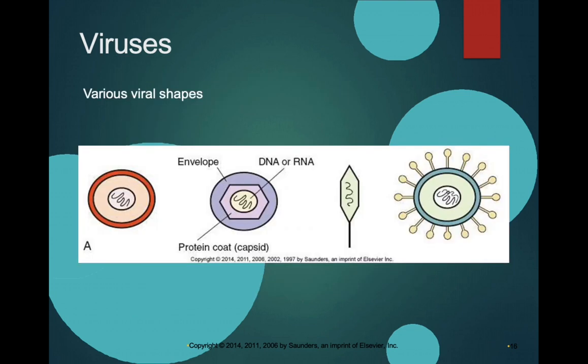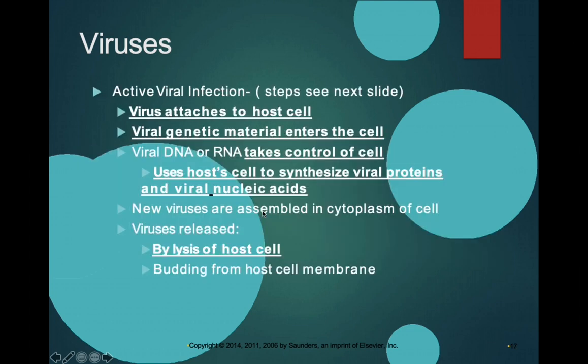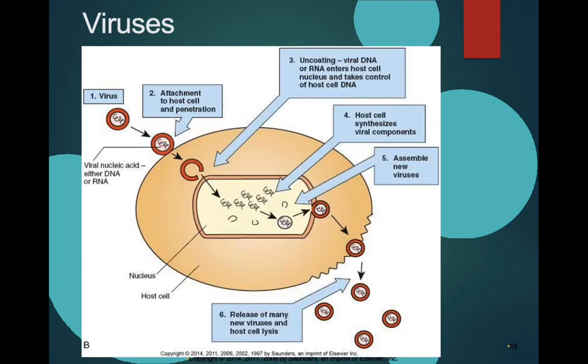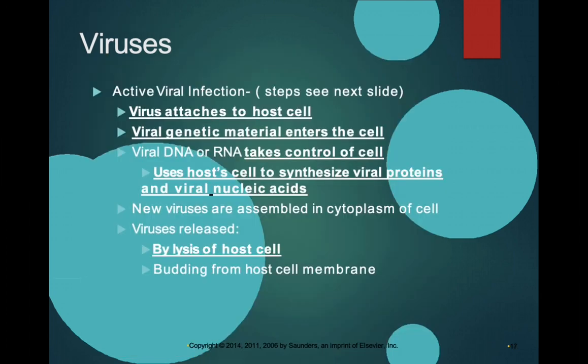This is just some different shapes. You can see we used the word capsid before. Here is the DNA or the RNA, and then here's the capsid, the protective coat around it. Active viral infection, we'll go through some of the steps here, but this illustration of these 6 steps is described on this page.